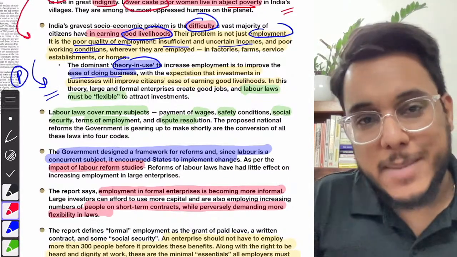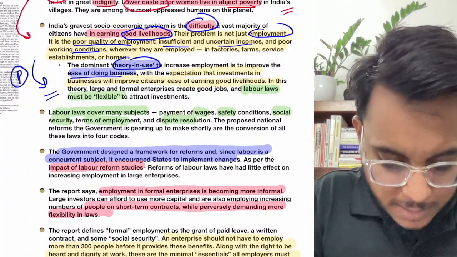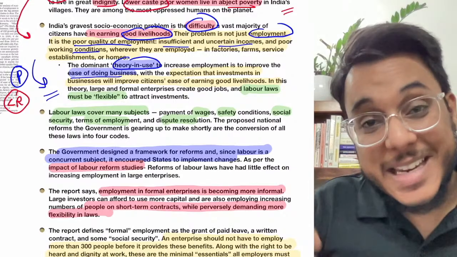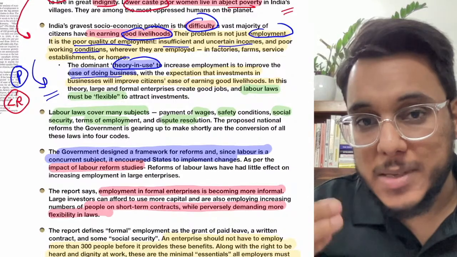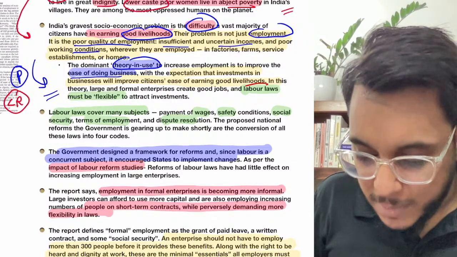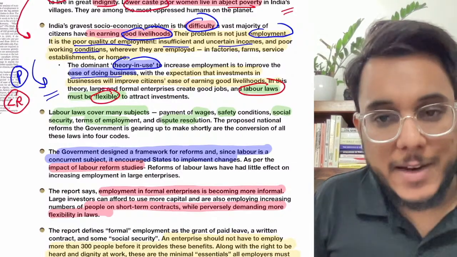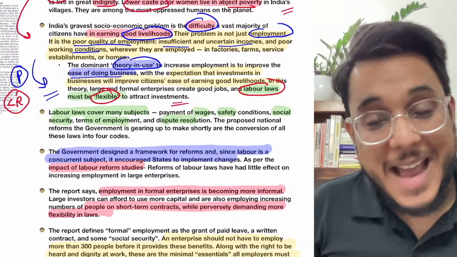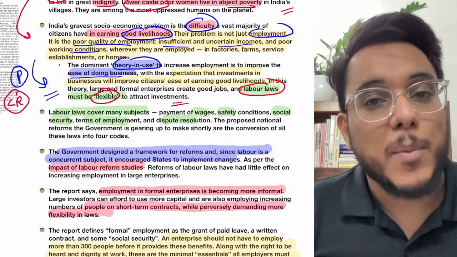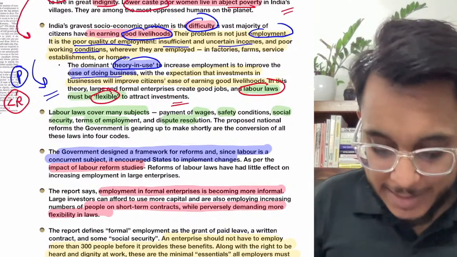And guys, how to improve the ease of doing business? It is by bringing certain labor reforms. What are the labor reforms? Basically, make it more conducive for businesses to operate in India. And in that, what has happened is the labor laws have been diluted, made flexible to attract investment. And when these labor laws are being diluted, the workers' protection is getting compromised. Laborers' protection is getting compromised.